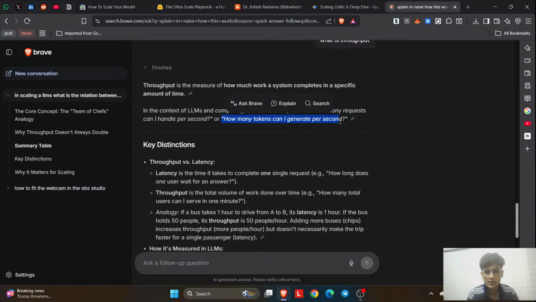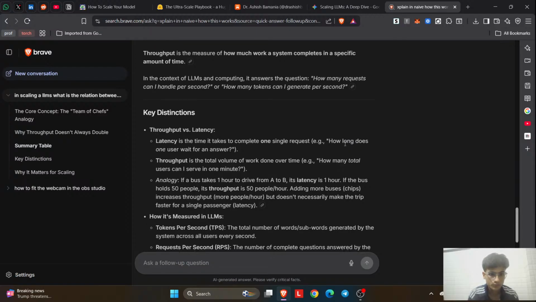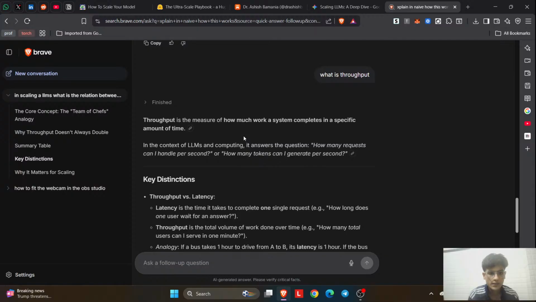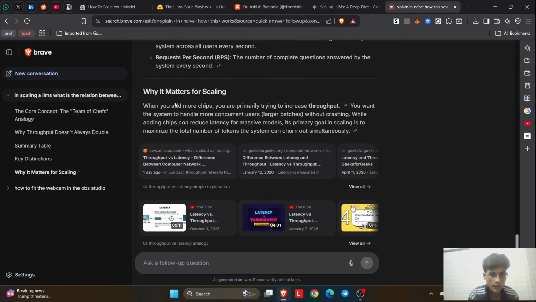Okay, so more specifically, throughput is how many tokens we can generate per second in the context of LLMs. Latency is how much delay there is. Why it matters: when you add more chips you're primarily trying to increase throughput, the number of tokens per second. You want the system to handle more concurrent users and larger batches without crashing. While adding chips can reduce latency for massive models, its primary goal in scaling is to maximize the total number of tokens the system can churn out simultaneously.